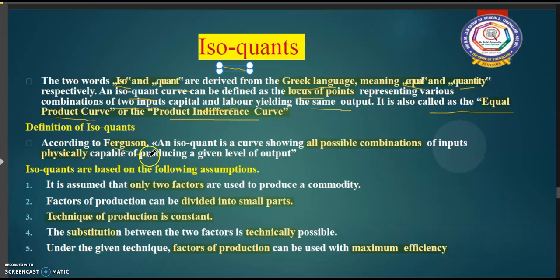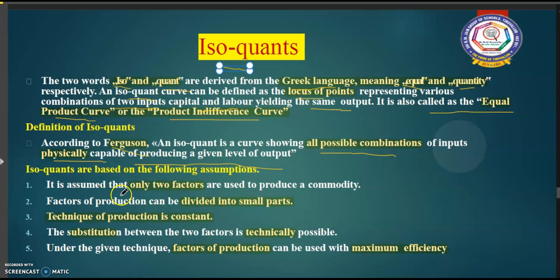According to Ferguson, an isoquant curve is a curve showing all possible combinations of inputs physically capable of producing a given level of output. So we may combine two different factors, but our output is going to be the same.